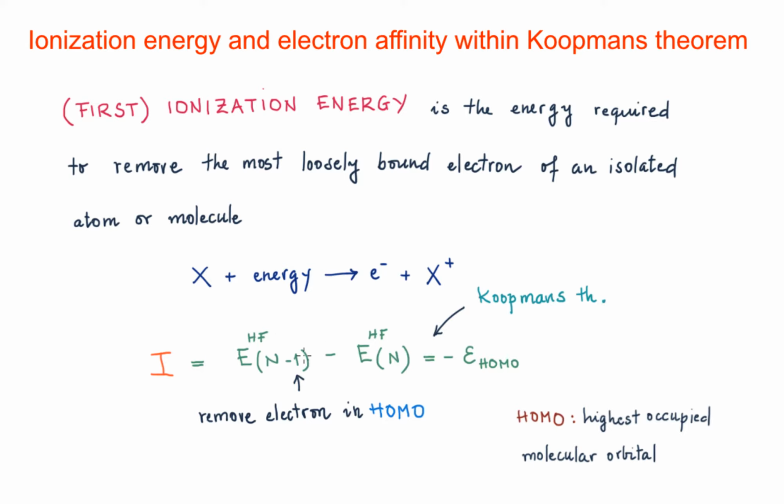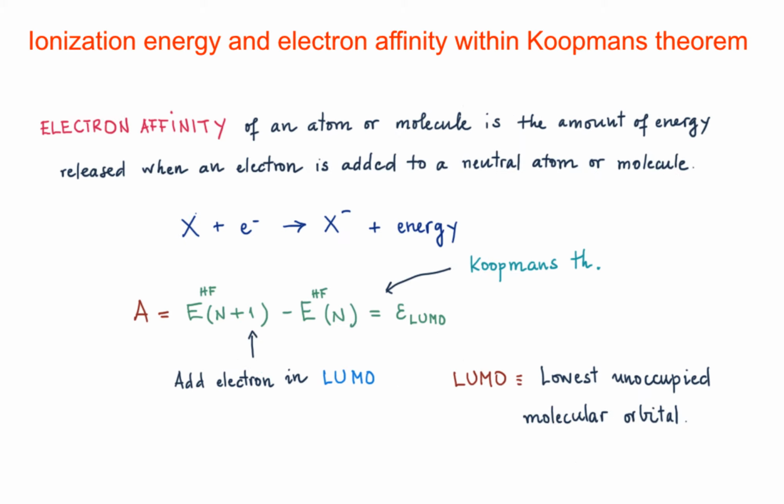In the final state, you have the n-1 electron state, and the electron you are removing is an electron in the HOMO state. Let me remind you what a HOMO state is. It's the highest occupied molecular orbital. So when you make that energy difference, considering the Koopmans theorem, it is just minus the Lagrange multiplier associated to the HOMO state. And of course, the first ionization energy can be experimentally measured, and you can compare it with the calculations within the Hartree-Fock approximation.